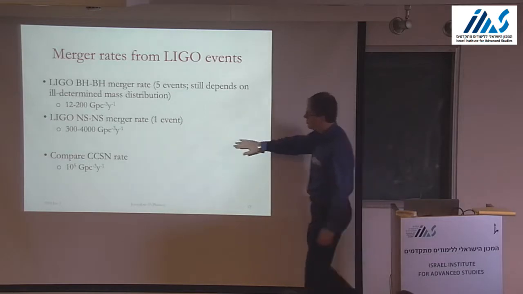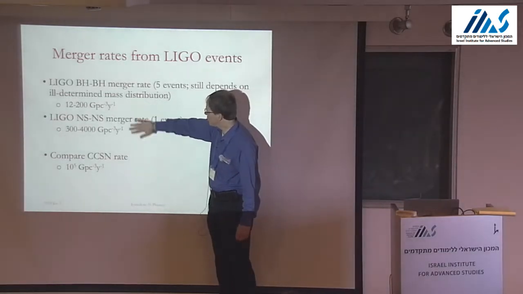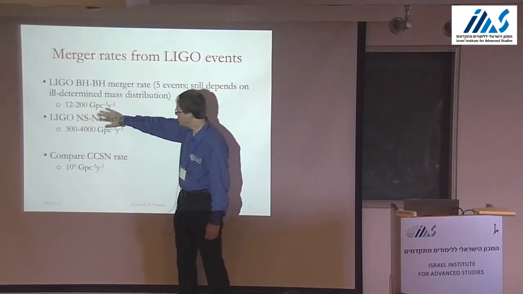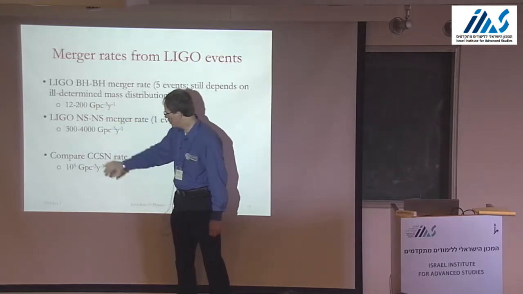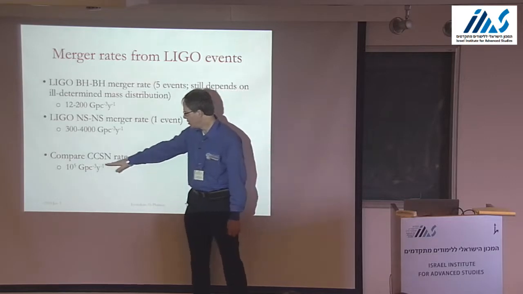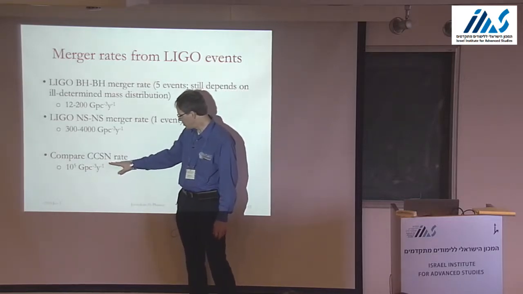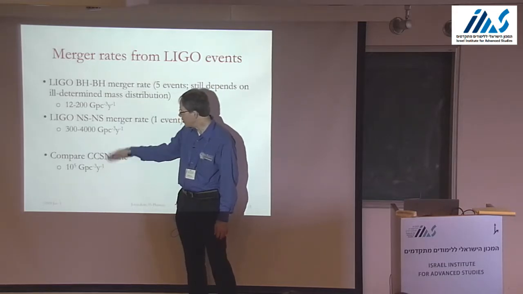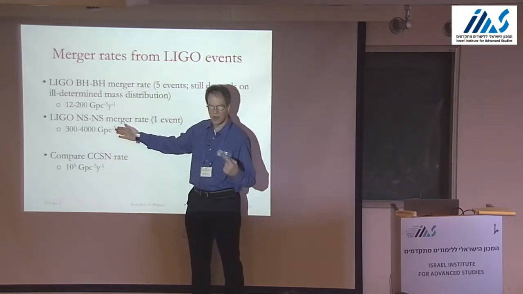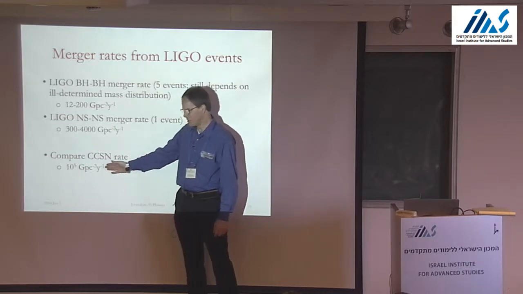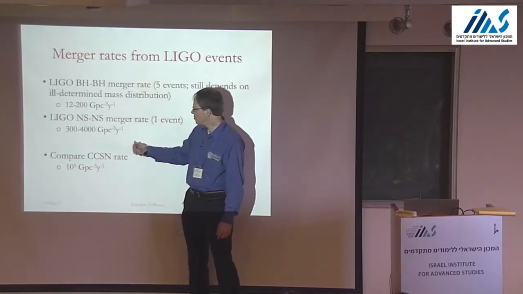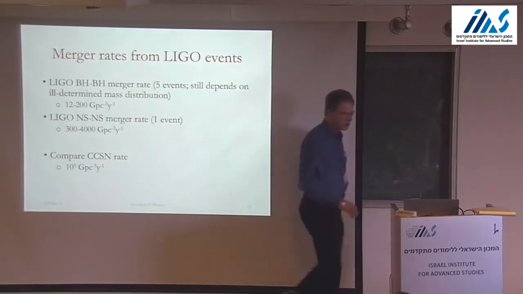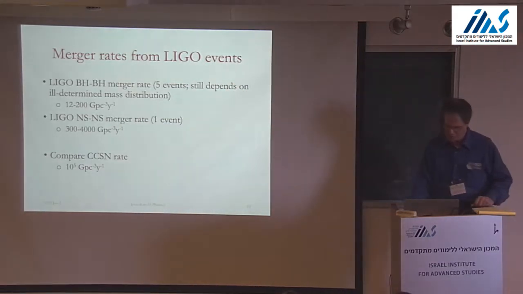So it's useful in sort of thinking about models for these that we're talking of order tens to hundreds per cubic gigaparsec per year, of order 1,000 per cubic gigaparsec per year, and that's to be compared to the overall core collapse supernova rate of about 10 to the 5 per cubic gigaparsec per year. So the double neutron stars, you need about 1% of all neutron stars that get born in supernovae to be in double systems that will merge in the Hubble time, and the black holes are another factor of 5 or 10 below that.